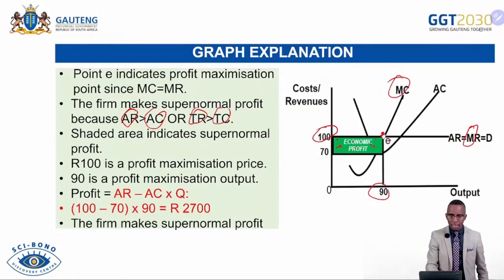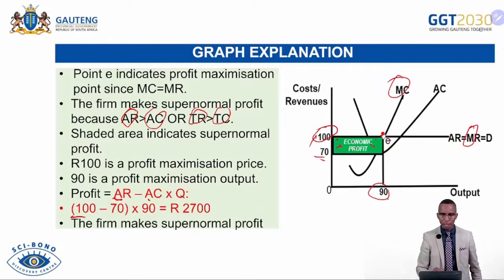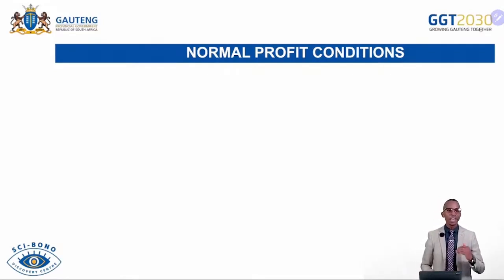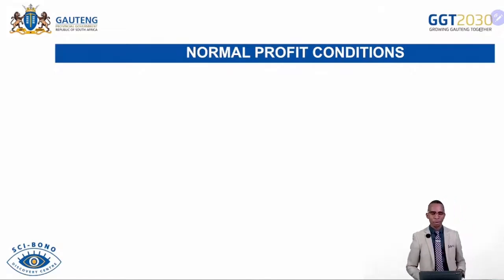Let's see, profit is average revenue minus average cost times quantity. Now let's see the amount: AR equals 100 minus 70 times 90. And then we get 2,700, which is positive. Then the firm is making a supernormal profit in this condition, meaning revenues earned in the business exceed the costs incurred in the business. Remember again, AC should turn below AR. That's a supernormal profit. For economic loss, AC should turn above AR. That's economic loss. Then let's look at the normal profit now.